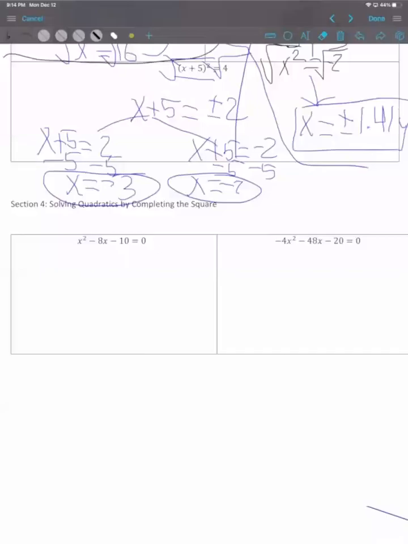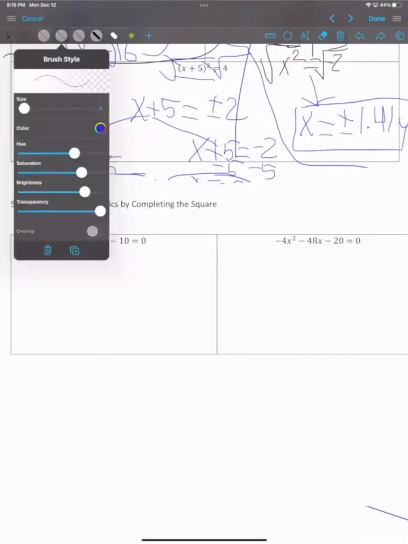All right, looking at section 4, completing the square. Just so you know, you will probably only have to solve one equation with this method on your quiz, but you can also choose to do it more than once. So if this is not your favored method, it's not going to come up a lot unless you choose to.